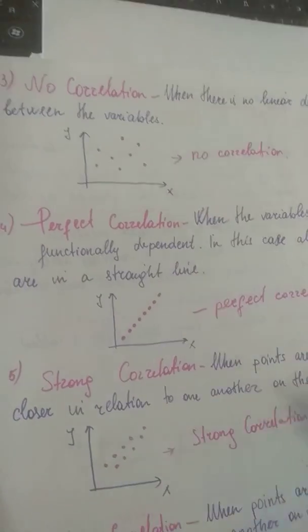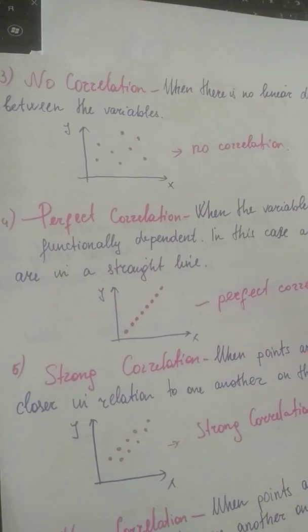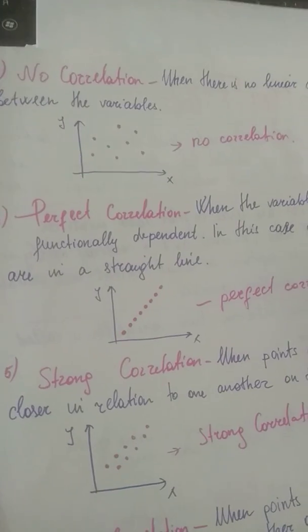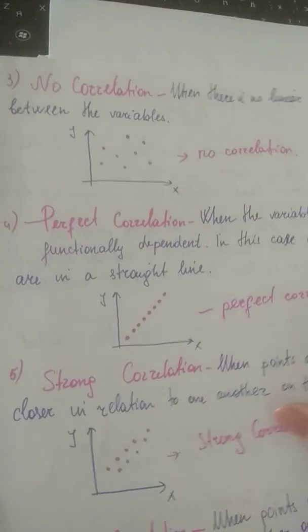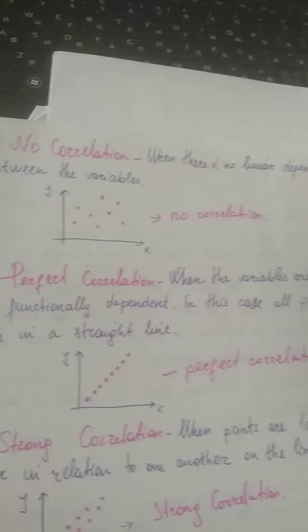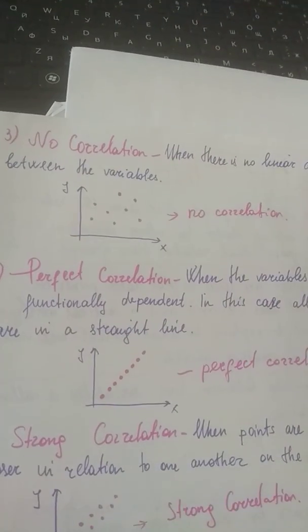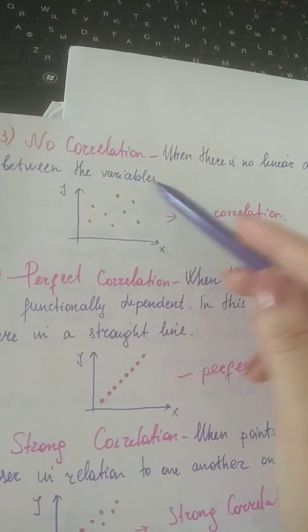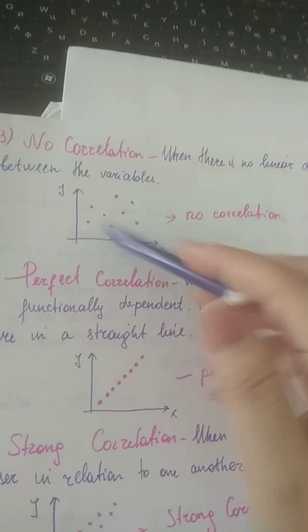No correlation means there is no association. When there is no linear dependency between the variables, look at here, there is no dependency. They are spread out.